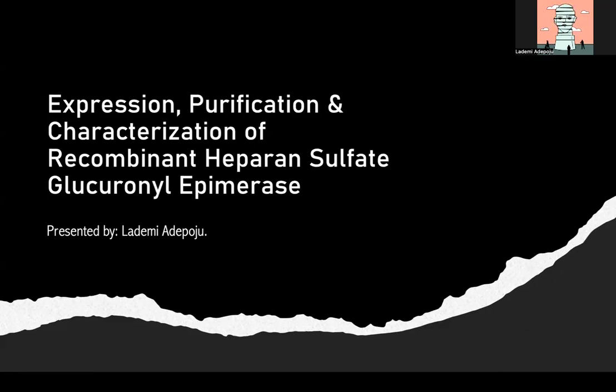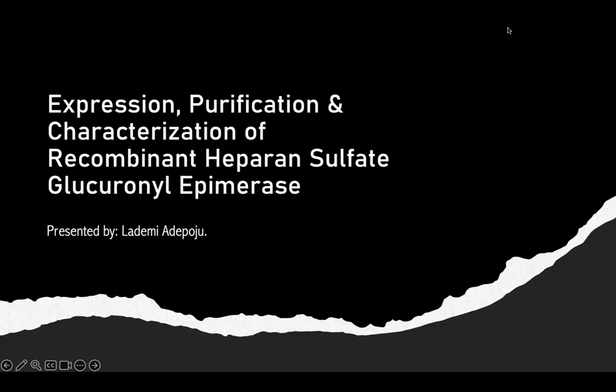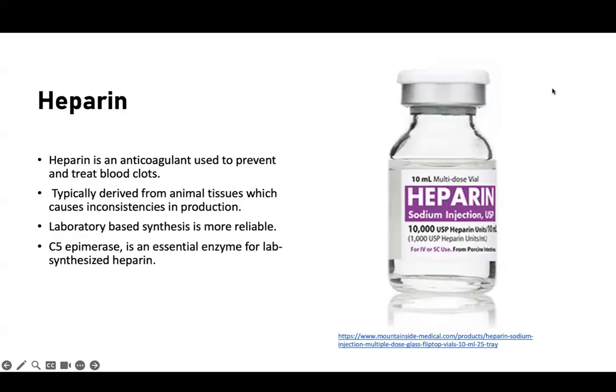I will also present the results we have gathered as well as the next steps we will be taking for this project. Firstly, I think it's important to talk a little bit about heparin. Heparin is a blood anticoagulant commonly used in medical procedures such as surgeries and dialysis. It is traditionally extracted from animal tissues, but that causes inconsistencies in production and raises concerns surrounding contamination risks.